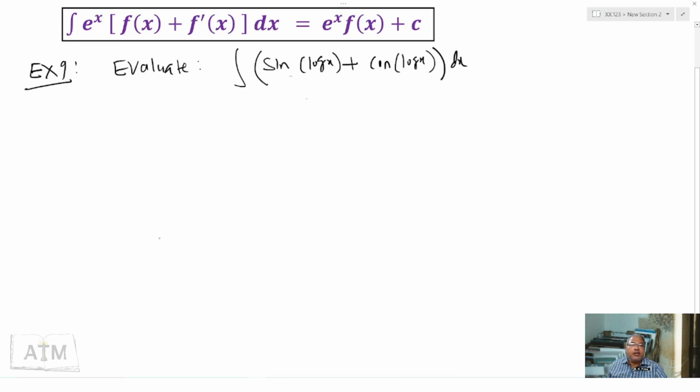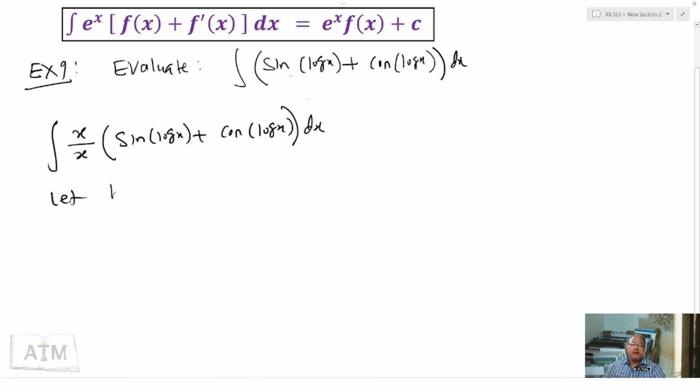Next question. Evaluate integration of sine of log x plus cos of log x with respect to x. Here also e raised to x is not there. Whenever the two functions are there and both the functions are functions of log x, then in general we multiply and divide by x here like this, dividing and multiplying by x, then sine of log x plus cos of log x with respect to x.